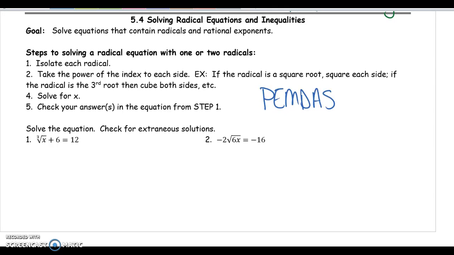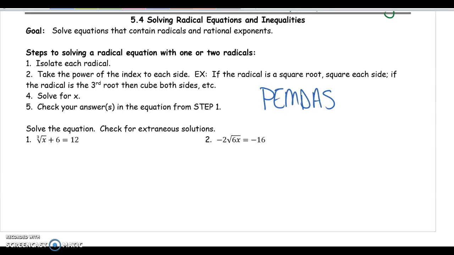Step 2, once the radical is isolated, take the power of the index to each side. So again, if it's a square root, if it's an index of 2, you'd square both sides. If it's a third root, you'd cube both sides, and so on, and then finish solving the equation.